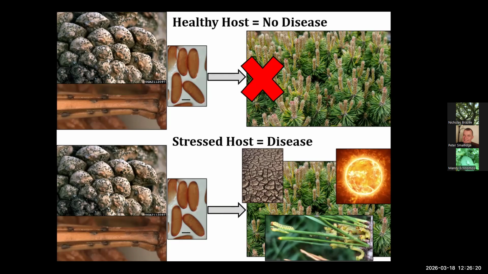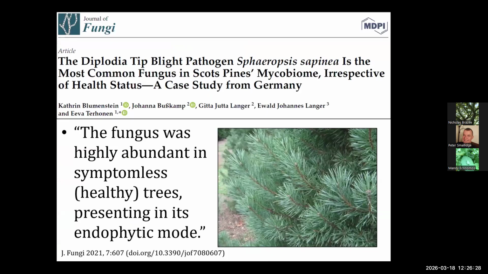But what we're learning with more and more work is that this is not always the case. And this study here is really interesting, came out a few years ago. I'll just read the title: the Diplodia tip blight pathogen. They're choosing to call it Sphaeropsis. Fungal taxonomy is always in flux, but I call it Diplodia, is the most common fungus in the Scots pine mycobiome. So some of you may say, what is a mycobiome?